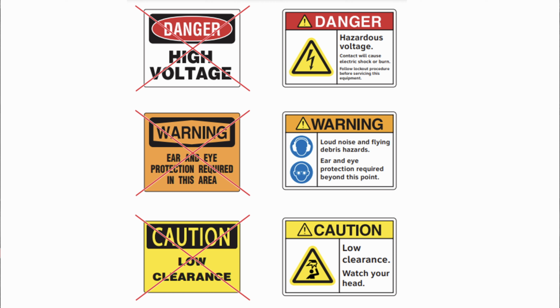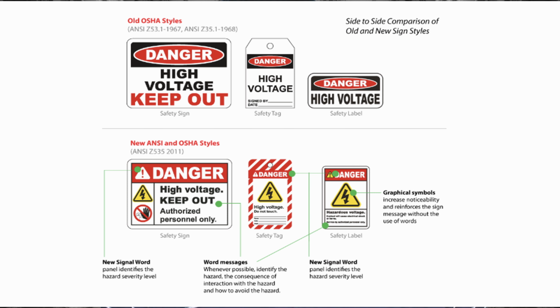Now in the newly updated ANSI standard, there is a hazard alert symbol along with a text message as a major message, as well as a pictogram or graphical symbol. So this is how the safety sign has been updated, with the new signal word, text message, and pictograms. In the same way, the safety tag has also been amended, and the safety label too.